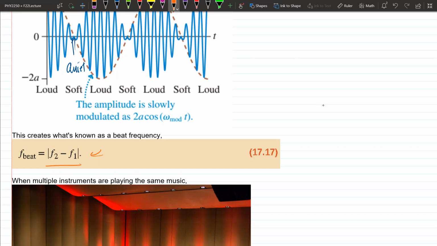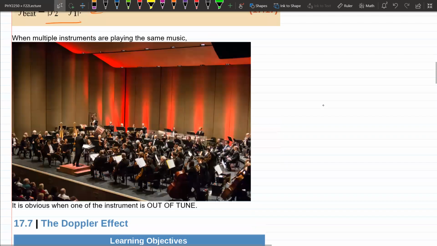Okay. So let's say you're in an orchestra. A lot of times when you play the instrument by yourself, it sounds perfectly fine because our ears are not very good at differentiating 440 hertz from 437 hertz. So 3 hertz is not that big a difference to us. But when you play multiple instruments together in an orchestra, if one of them is out of tune by 3 hertz, you will hear this wong, wong, wong sound. So it's really obvious when something is out of tune with one another.